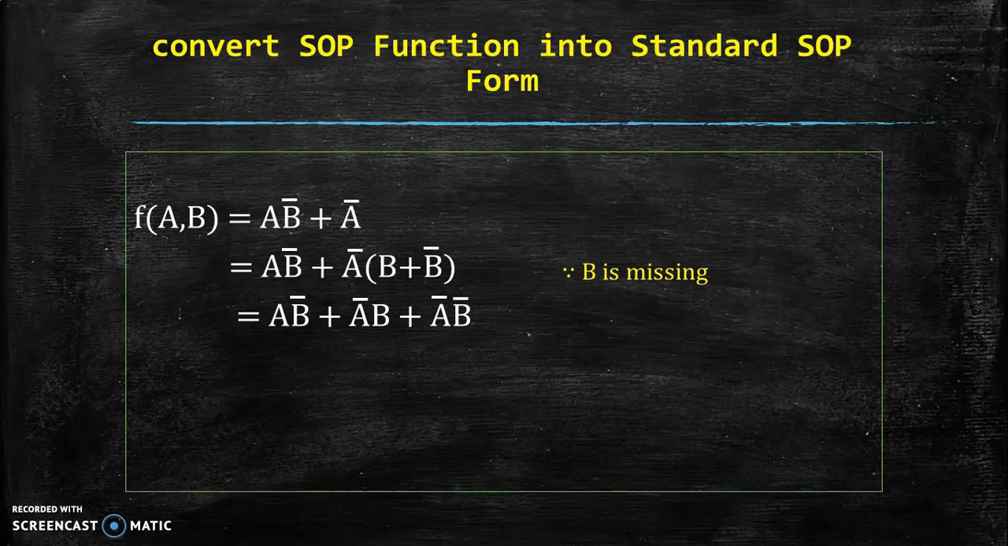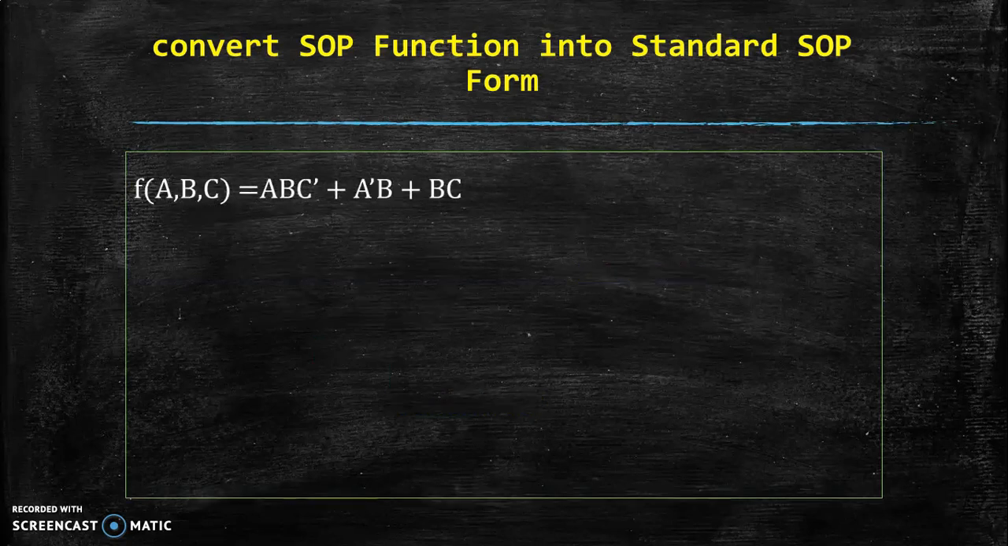Now if we expand the term, then it becomes AB bar plus A bar B plus A bar B bar. So now instead of 2 product terms, again we have 3 product terms, and we can see that in all 3 product terms we have all the literals. We can say that it is now in canonical SOP form, standard SOP form.